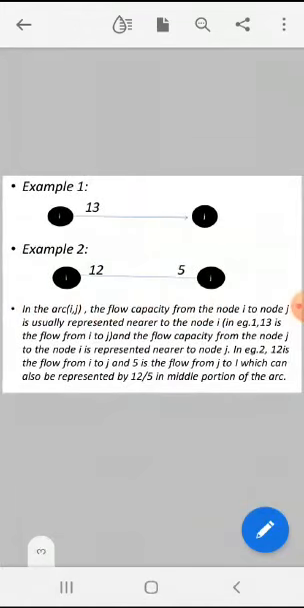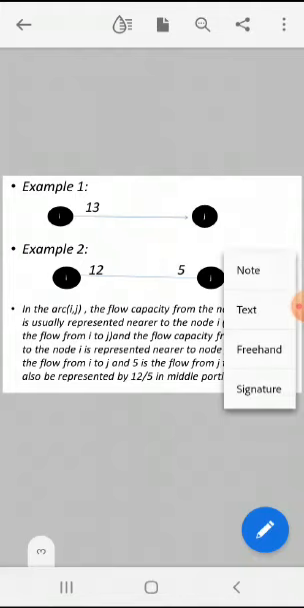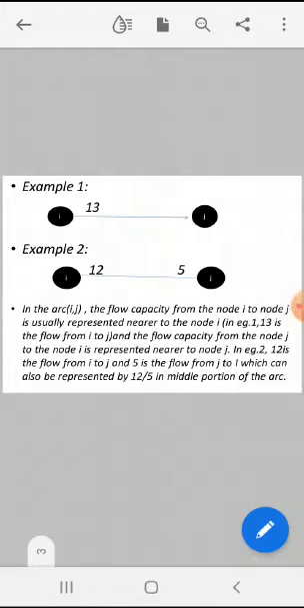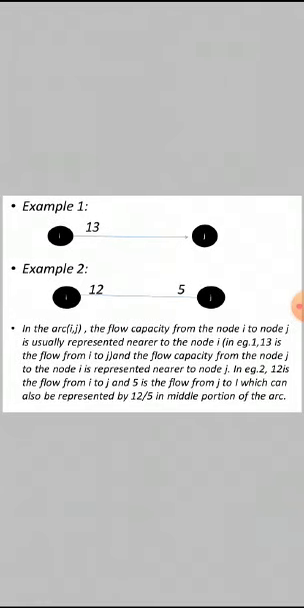Now this is example 1. Here this 13 means 13 units of liquid can be flowed from node I to node J. For the second example, that means 12 units of liquid can be flowed from node I to node J, and 5 units can be flowed from J to I.